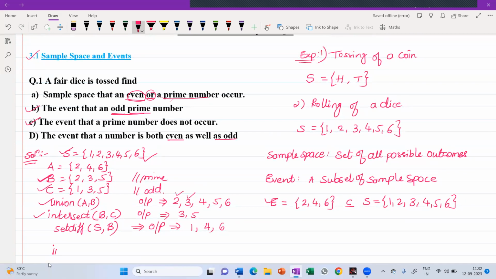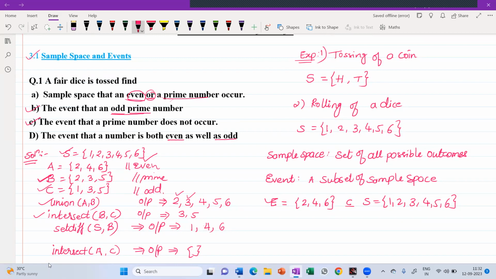But how are we going to give the command? We are going to give command intersect, because we want a number which is both even as well as odd. So even number is contained in set A and odd number is contained in C. So we are going to write intersection of A comma C, and we know the output of this is going to be empty set. Okay.